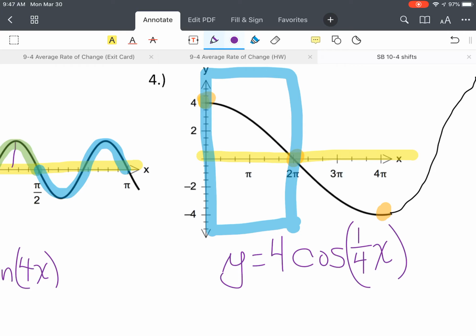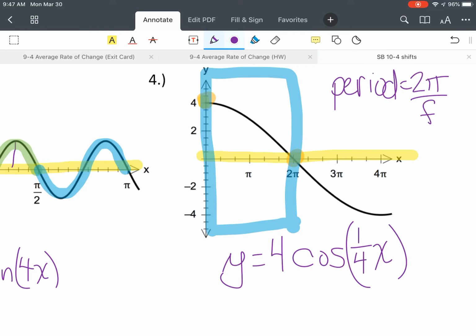Okay, there's another way to look at this if you want. If you like the way I showed you where you kind of just imagine it, that's good. The formula for period is 2 pi over the frequency. Okay, we can use that formula to solve for the frequency if we don't know it.